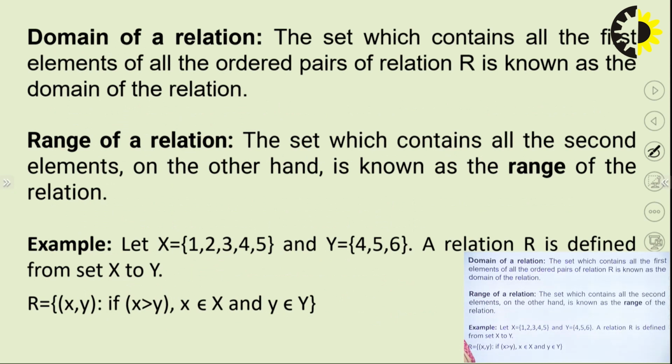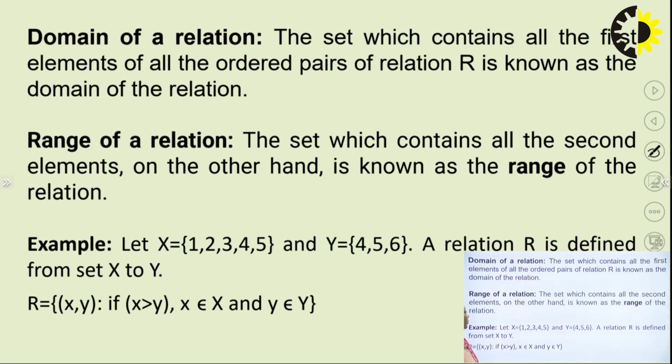Now, whenever we talk about a relation, we have two terms associated with it: the domain of a relation and the range of a relation. Each ordered pair is made up of two components, the first component and the second component. If I take the set of all the first components of the ordered pairs, it forms the domain of the relation. And if I take the set of all the second components, it forms the range of the relation. So, these are the terms related with a relation. We will even take an example to understand this.